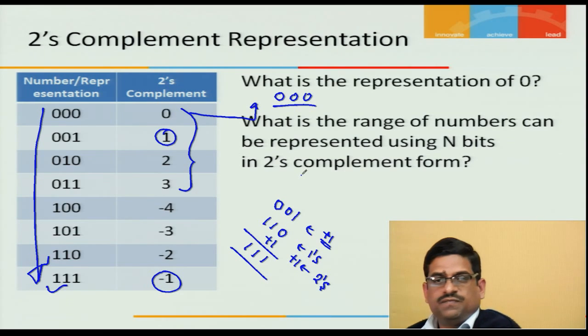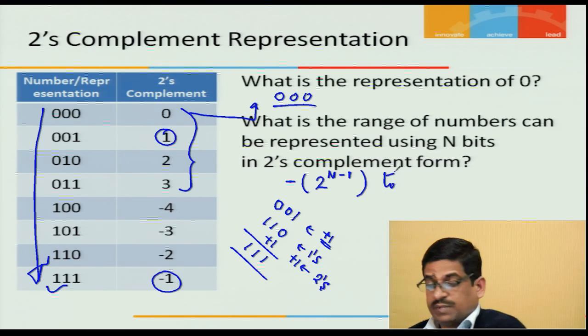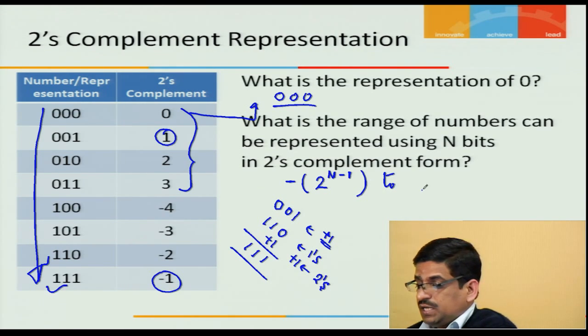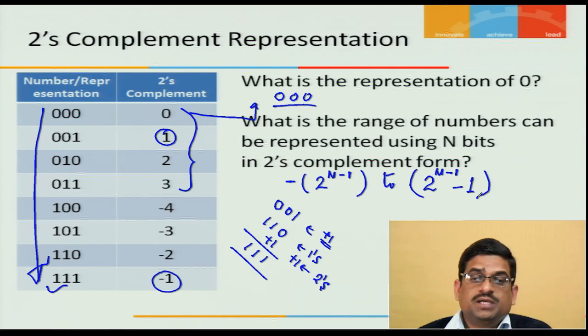In negative we are getting one extra number. So in negative I will say minus 2 raised to the power n minus 1. That's the most negative number I will get by using n bits. And then in positive I will get 2 raised to the power n minus 1, minus 1. So if I have 4 bits, using the 4 bits I can represent minus 8 to plus 7.